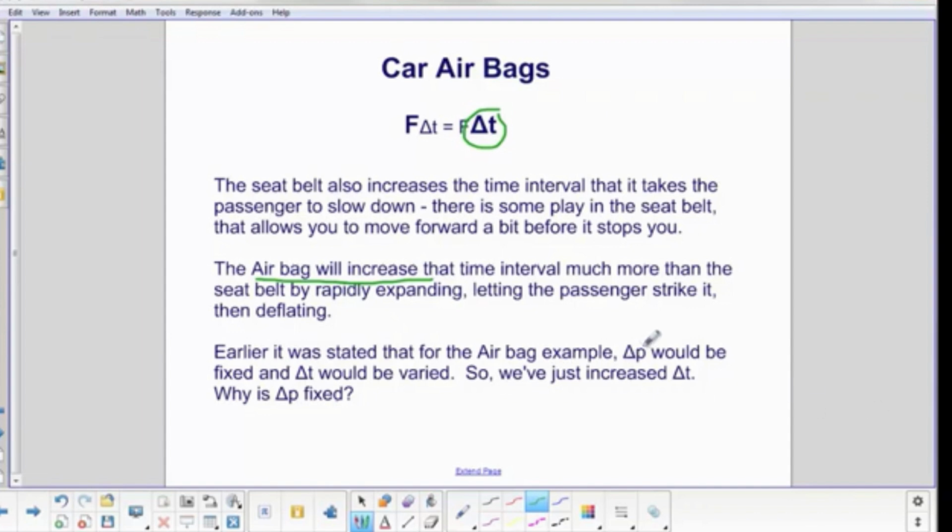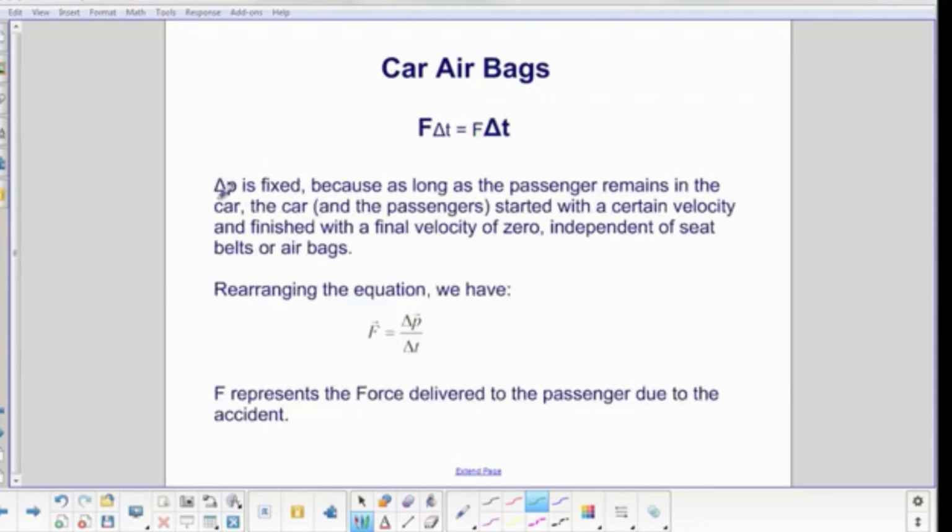Earlier we stated that delta P for this example, for the car airbag, would be fixed and delta T would be varied. Well, we just talked about why delta T is varied. Why is delta P fixed? Delta P is fixed because as long as the passenger remains in the car, which of course is another wonderful reason to wear your seatbelt, the car and the passenger started with a certain velocity and finished with a final velocity of 0 independent of the seats or the airbags. Whether you had them on or not, the car is going to stop.